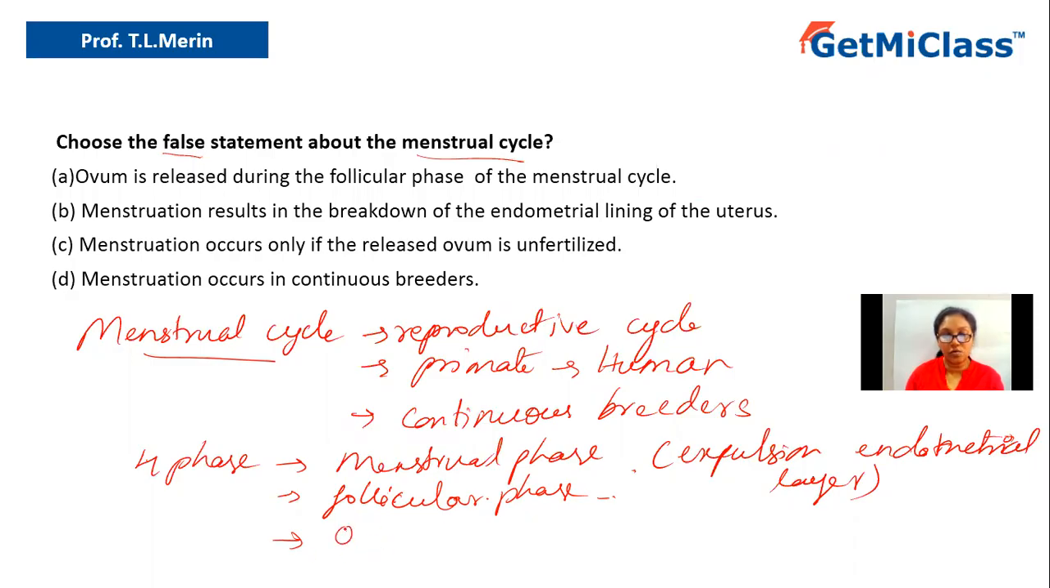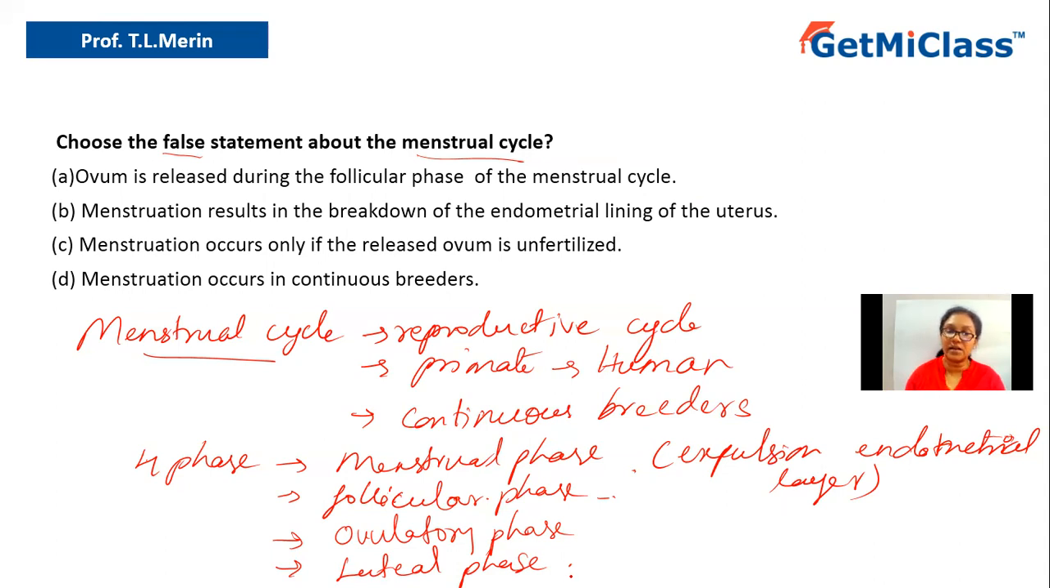Next comes the ovulatory phase. As the name indicates, there is release of the ovum from the rupturing of the Graafian follicle. That is why it's called the ovulatory phase, and this is the shortest phase. Then at the last comes the luteal phase. The Graafian follicle, once it releases the ovum during the ovulatory phase, gets converted into corpus luteum. And corpus luteum produces progesterone so as to build the endometrium again and prepare the body for the development of the ovum if it gets fertilized.